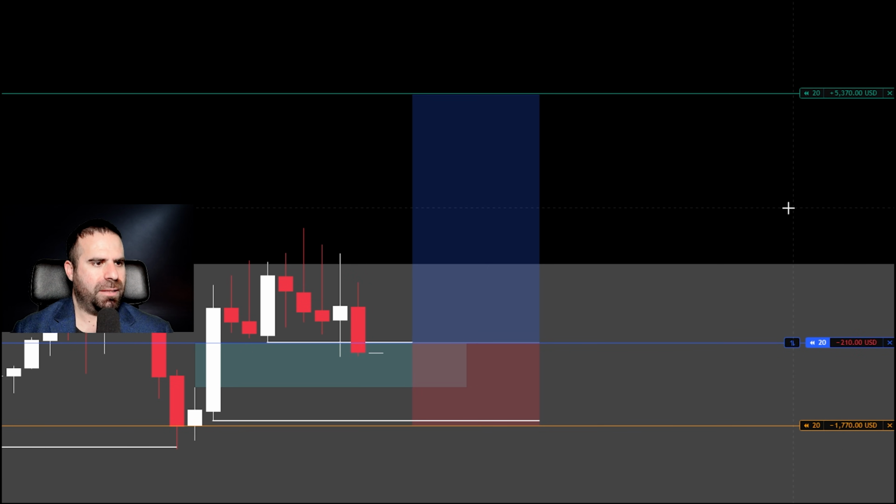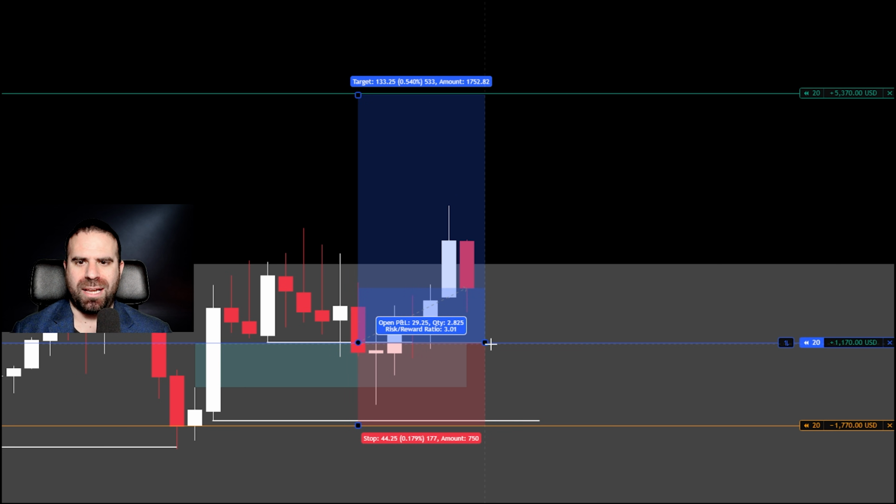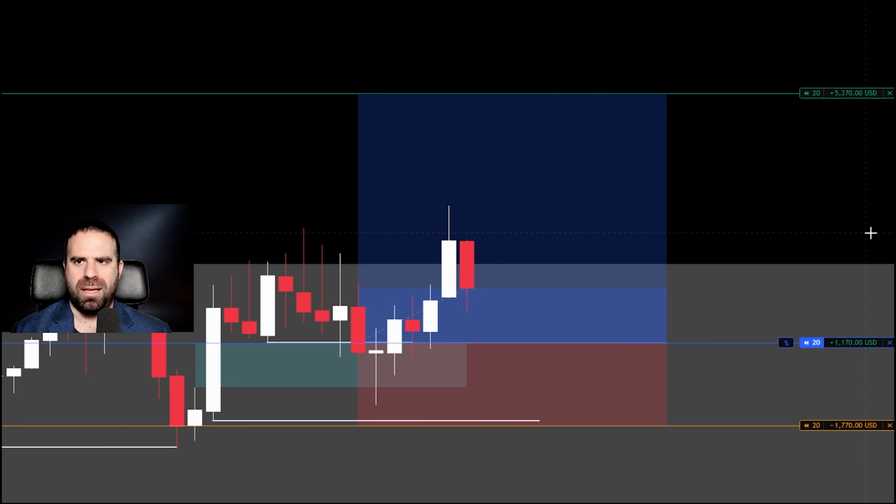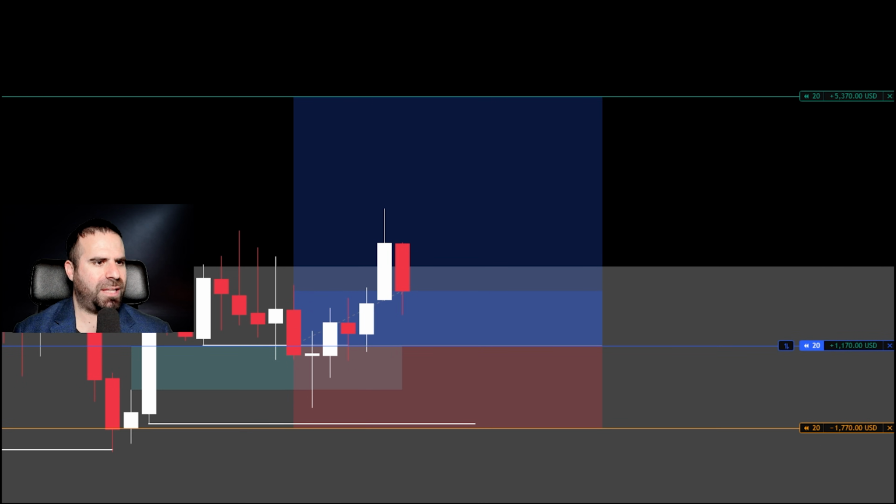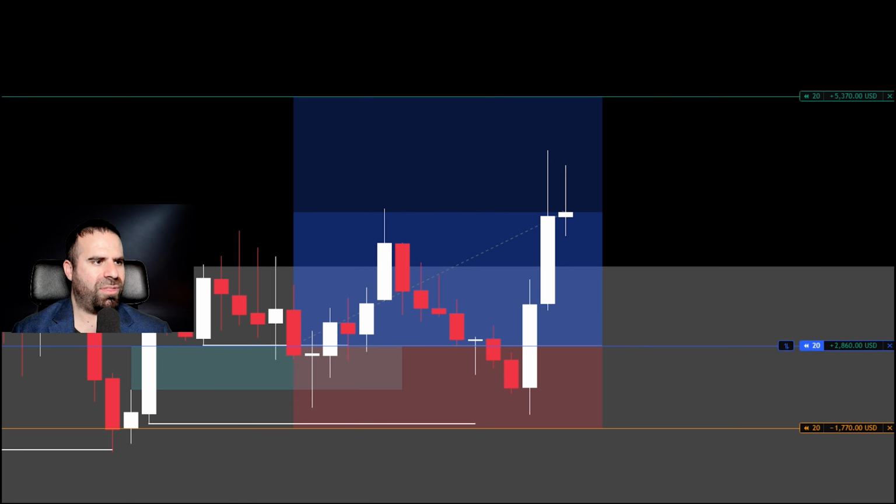Okay, and here we are, we proceed. You will see how important the stop loss is when it goes all the way down there. And of course you can extend this to the right and wait for your take profit to be hit. We are risking 1,770 in order to make 5,370, and off it goes without even tapping the stop loss.